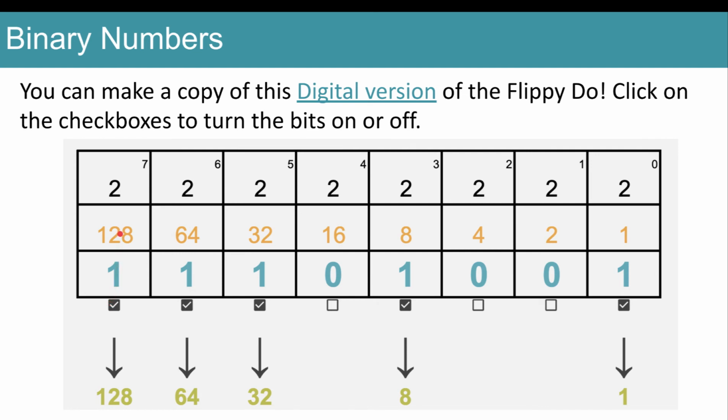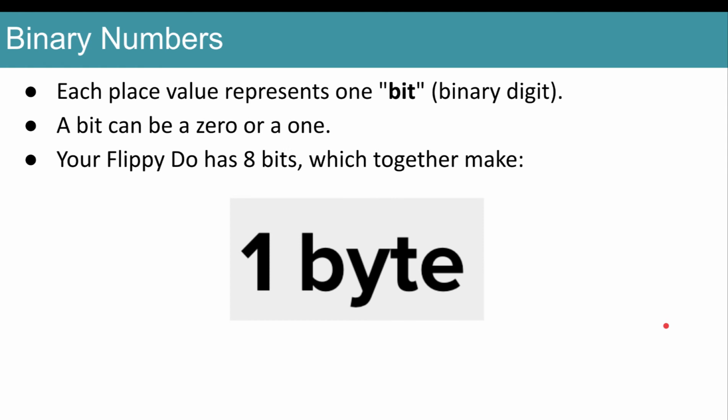And just like in our decimal system, I can add up all those numbers to get what this binary number represents in decimal. Okay, so I would do 128 plus 64 plus 32 plus 8 and plus 1. And then that binary number is 11101001. So each place value represents one bit of information, and bit is short for binary digit. And a bit can be either a 0 or a 1. And your flippy-do has 8 bits, which together we call 1 byte.